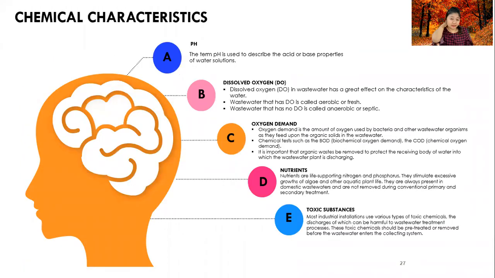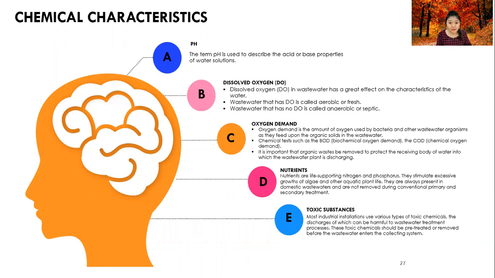Then for chemical characteristics, we have the pH. pH is to check whether it is an acid base or alkaline base. For dissolved oxygen, it has a great effect on the characteristics of water. So the wastewater that has dissolved oxygen, we call it aerobic, or we say it is a fresh one, so it's usually those on the surface. And then there is also wastewater that has no dissolved oxygen, we call it anaerobic or septic. This one is usually for those old houses. So once you go to the toilet, it will directly go into the septic tank first.